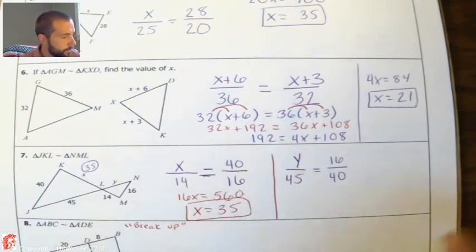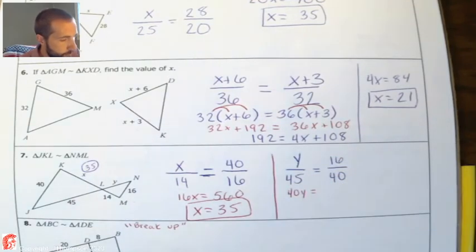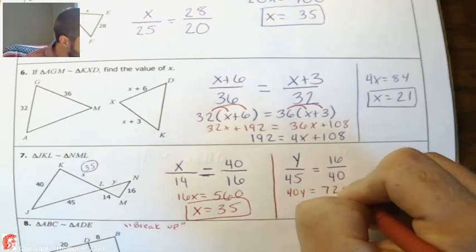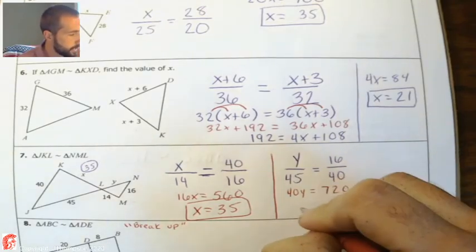40 times y, that's 40y. And then 45 times 16, that's 720. And then 720 divided by 40 gives us y is 18.